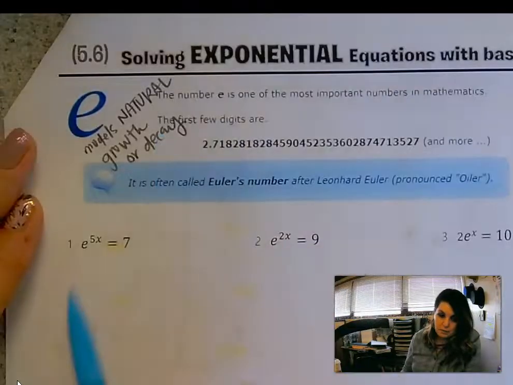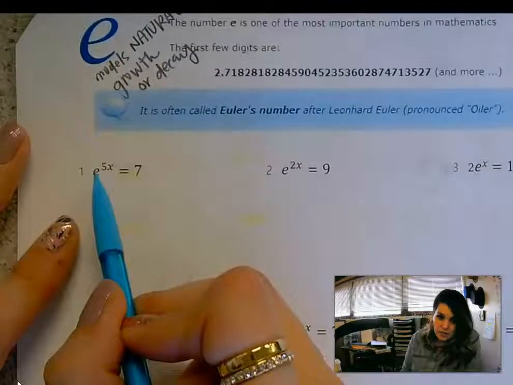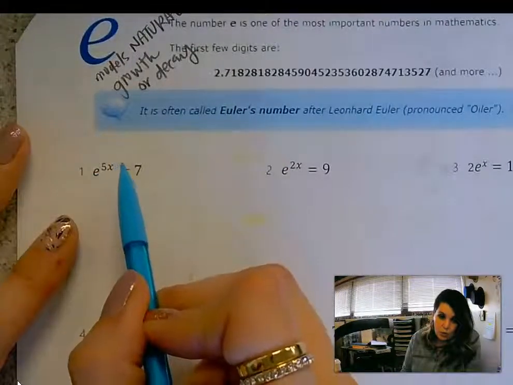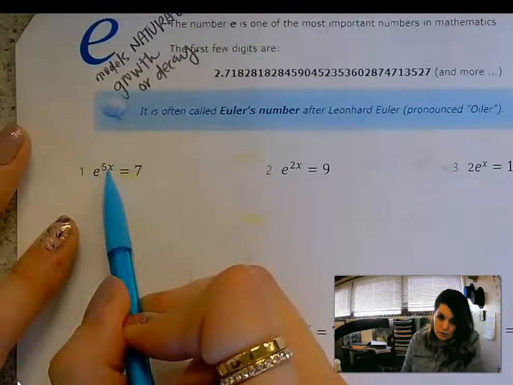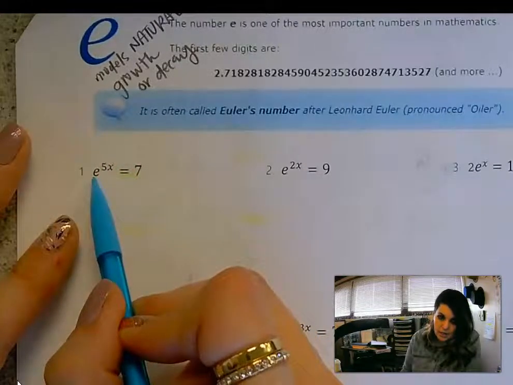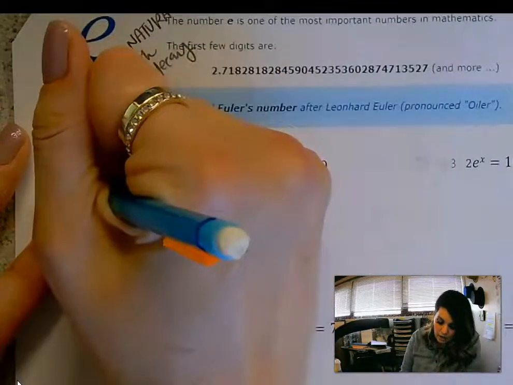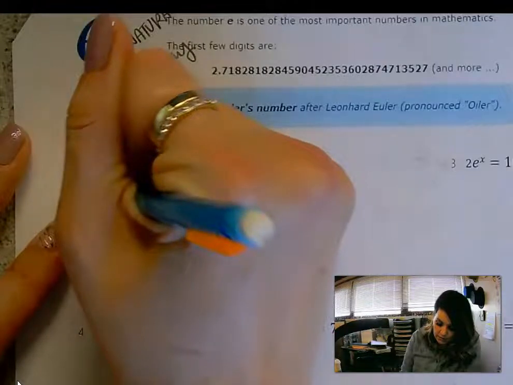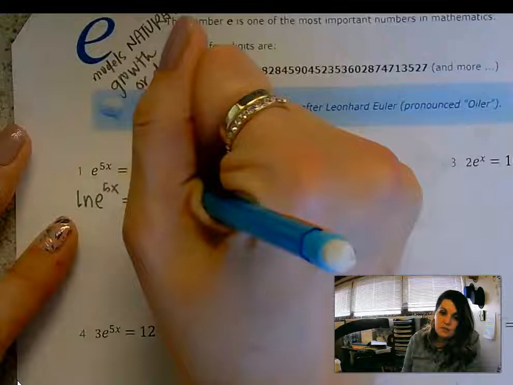Okay, first problem. I need to get rid of this e so that I can pull this 5x out of the exponent position. So the first thing that needs to go is this base e. So I take the natural log of e to the 5x equals the natural log of 7.